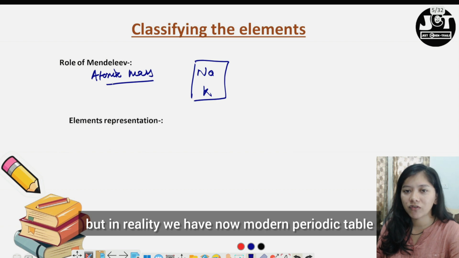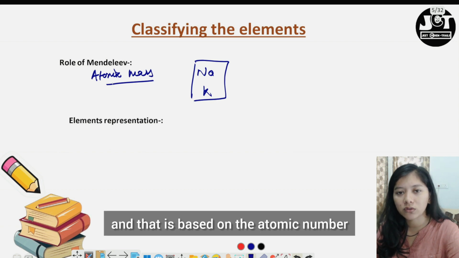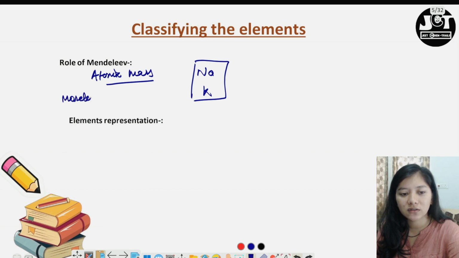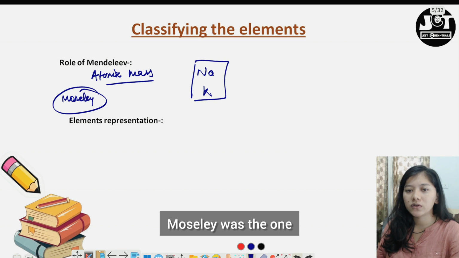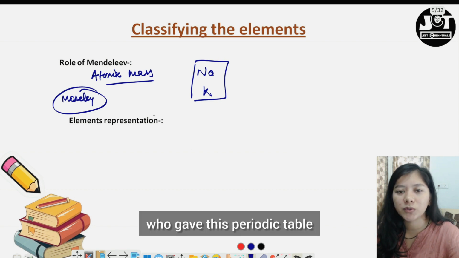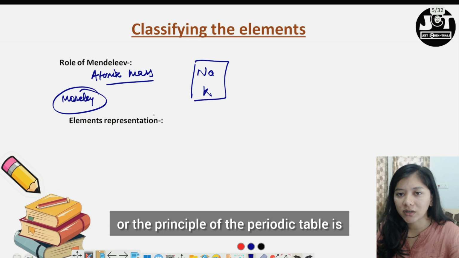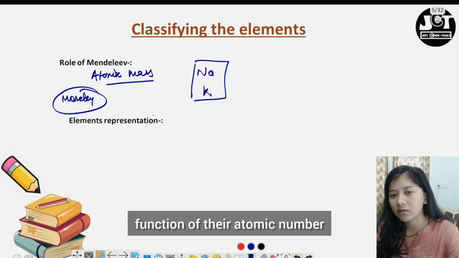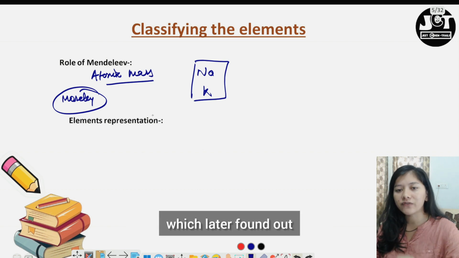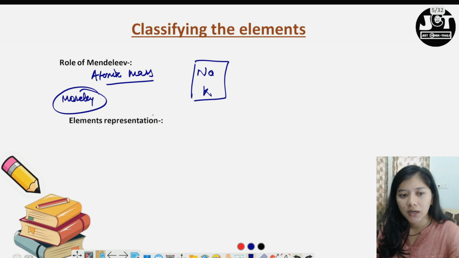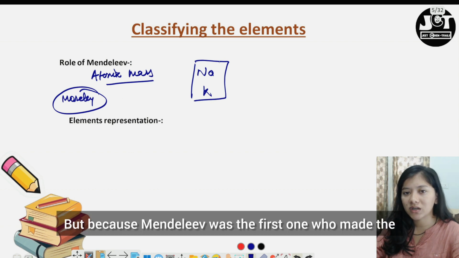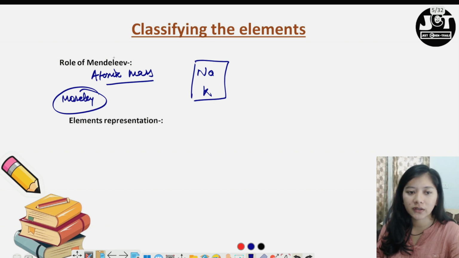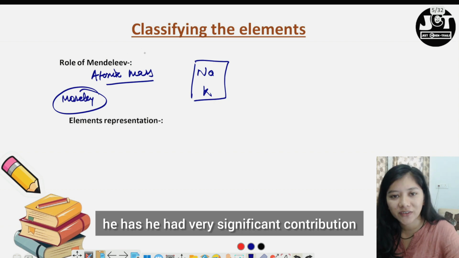But in reality we now have the modern periodic table, and that is based on the atomic number. The one who gave this first was Moseley. The principle is that the chemical and physical properties are a periodic function of their atomic number, not the mass, which was later found to be better. But because Mendeleev was the first one who made the official periodic table using atomic mass, he made a very significant contribution, right?